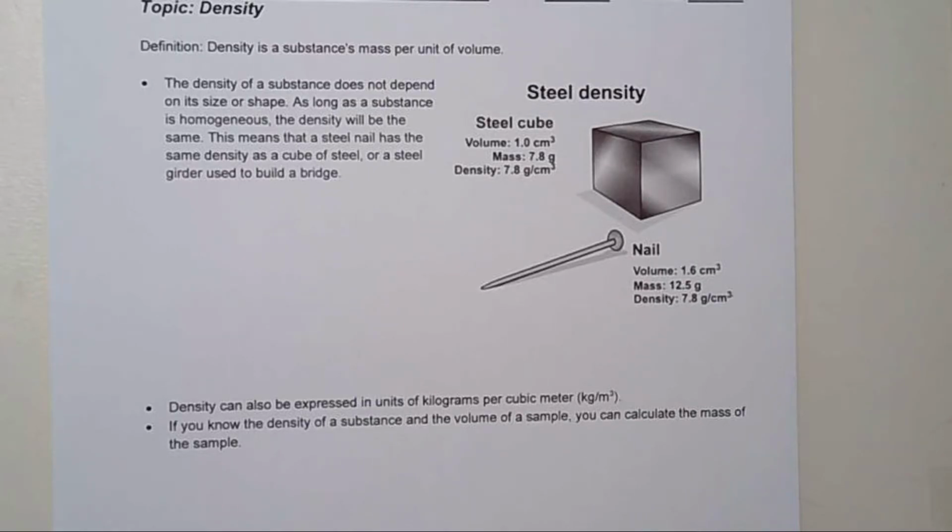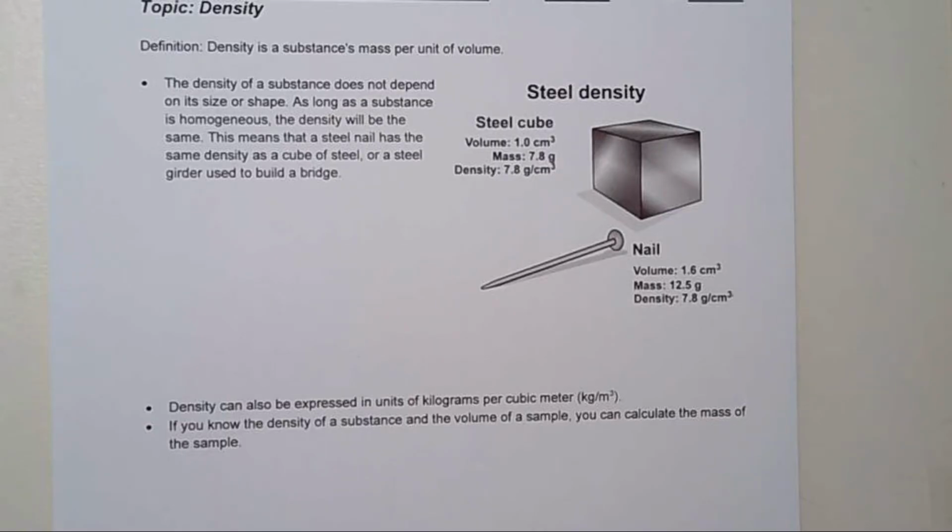So this video is all about the topic of density as shown in our worksheet. The definition of density is a substance's mass per unit volume, so the amount of mass, the amount of matter, per unit volume. Typically density is used to calculate the mass or sometimes the volume, or to determine what material we are using. As stated in the first bullet, the density of a substance does not depend on the shape, it's all about the material.